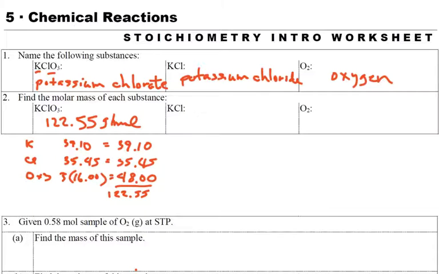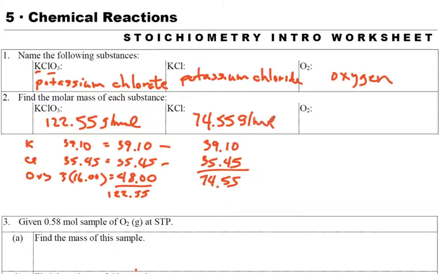For my potassium chloride, I'm just going to use these two that I have right here. So it's going to be 39.10 and 35.45. When I add those two up, I get 74.55. Again, that's going to be grams per mole. And all this information here is coming from the periodic table.